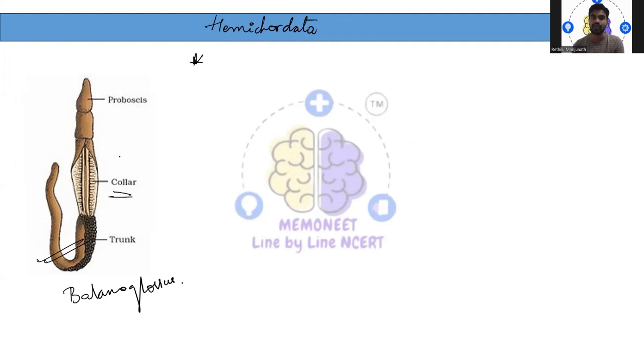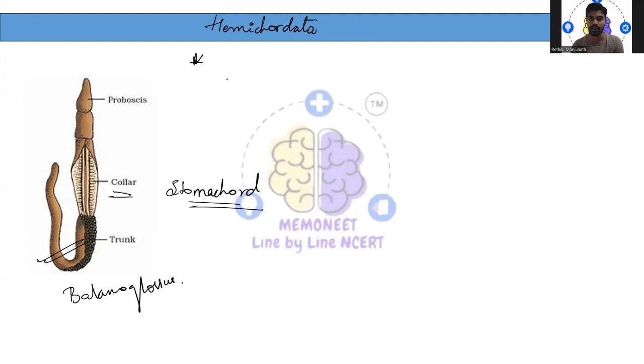This is the collar, right? The somewhat rudimentary structure in the collar region is called the stomochord. It is similar to the notochord, so earlier they thought the notochord might be present, and that's why they were placed as a subphylum under Chordata. But later they found it is somewhat similar to the notochord but is not the notochord, so they were placed again under a separate phylum.